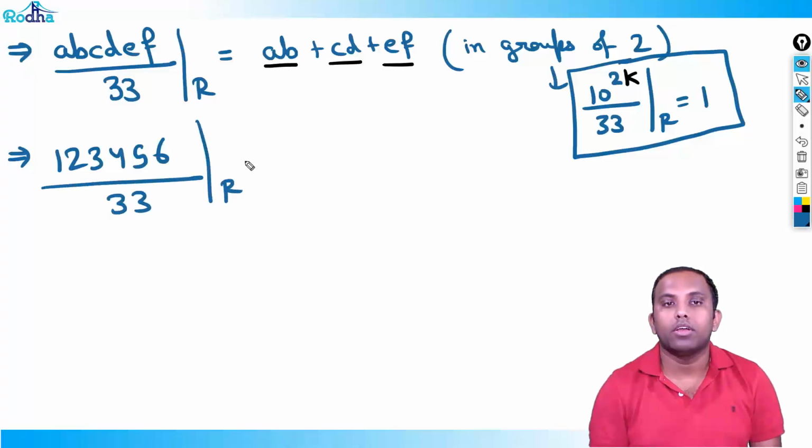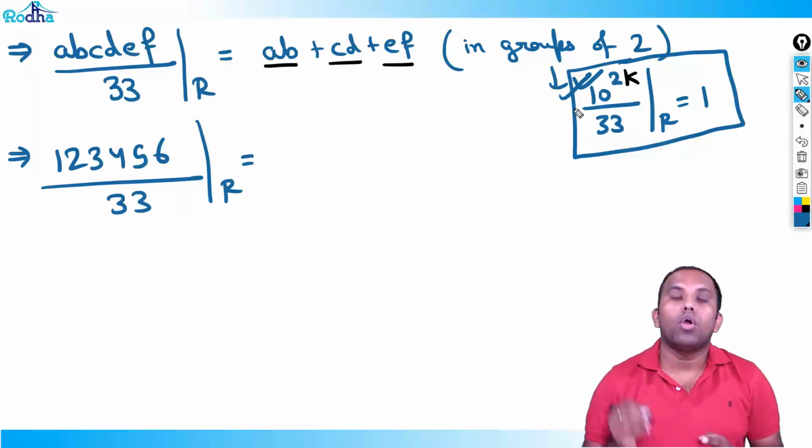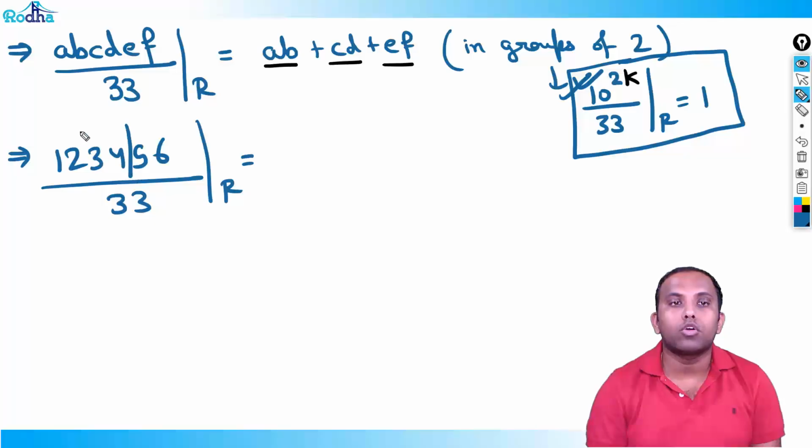What is the remainder? So the first thing we should look for is, okay, 33 is a number on which 10 squared gives me a remainder of plus 1. That means any multiple of 10 squared, that is 10 raised to 2k form, on dividing by 33 will give me a remainder of plus 1. Okay, that means 10 raised to 2 means make groups of 2, 2.